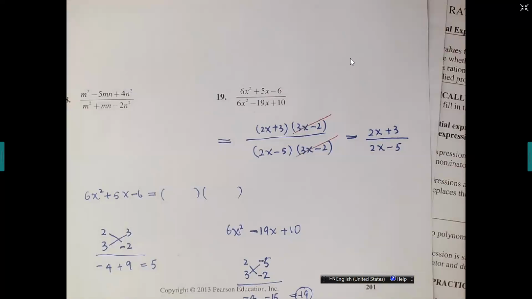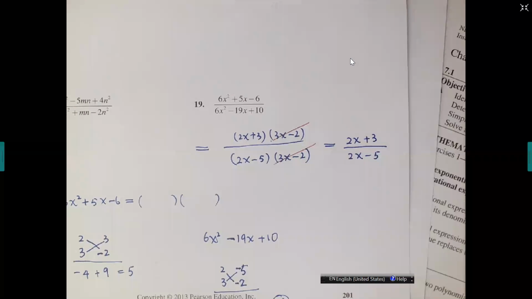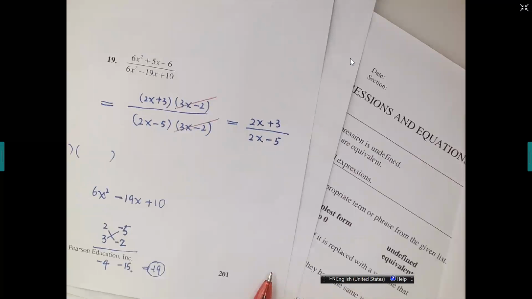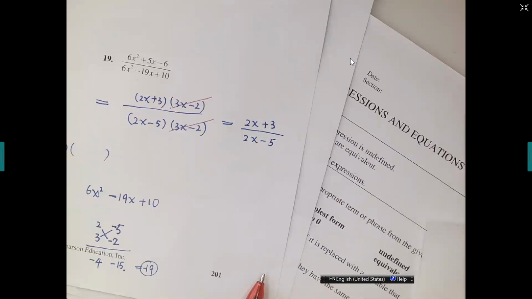All right, so this is section 7.1. What I'm going to do is quickly stop the recording.